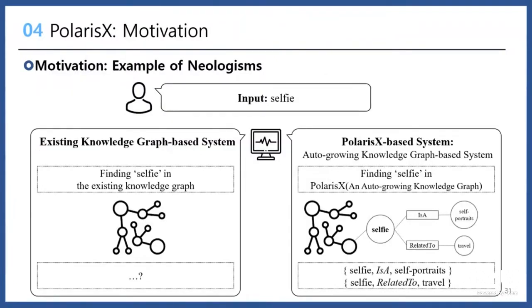Let's look at an example of the algorithms. We couldn't find the word therapy in the existing knowledge graph because it didn't exist before. The Polaris X-based system shows the following results in relation to is-a and related-to. Therapy is a self-portrait and related to travel.